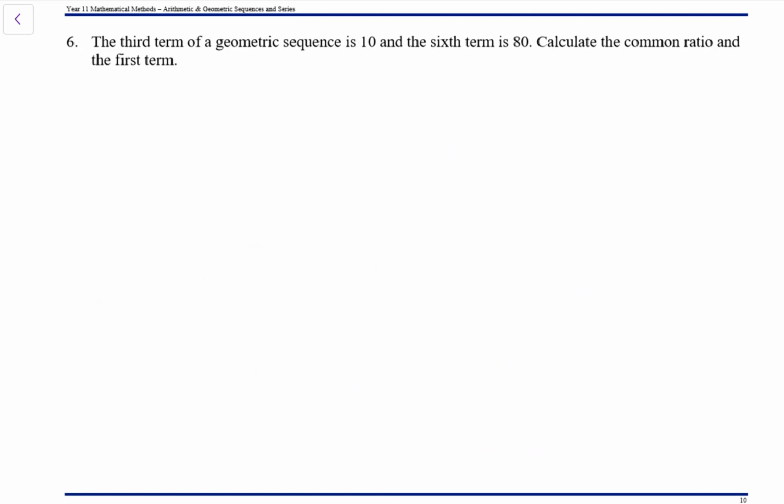Next one, the 3rd term of a geometric sequence is 10 and the 6th term is 80. Pause the video, give this a go yourself. Okay, so T of 3 equals 10, T of 6 equals 80, and we know our formula is T1 times r to the n minus 1.